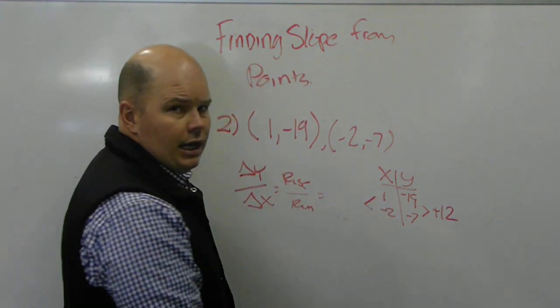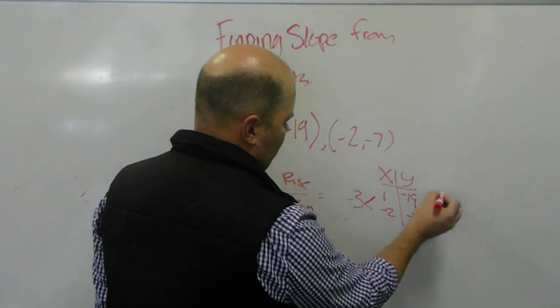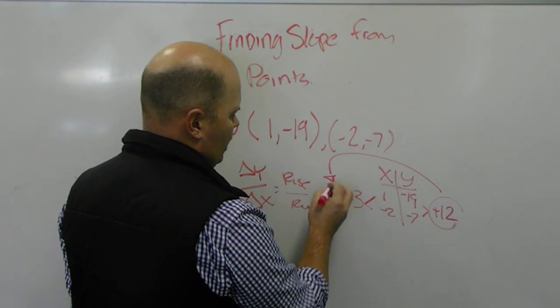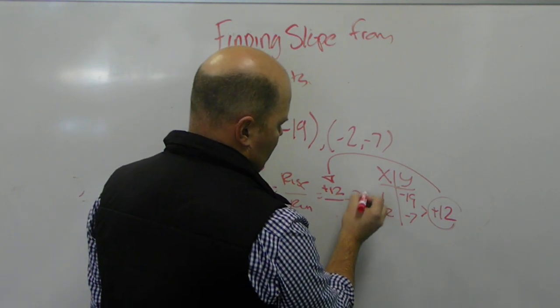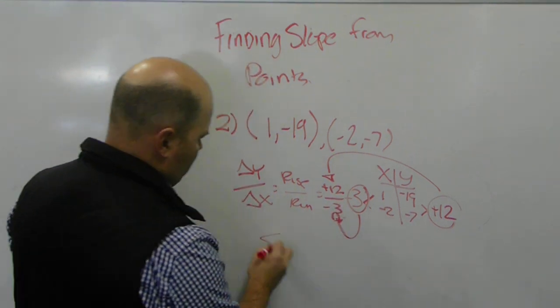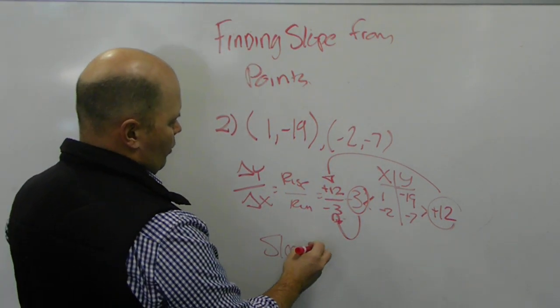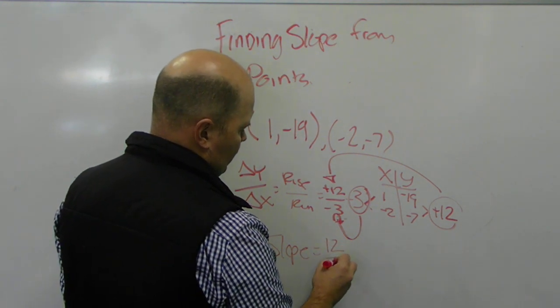And to get from 1 to negative 2, I'm subtracting 3. So my change in y, I'm going to place right on top here as plus 12. And my change in x, which is this negative 3, I'm going to throw right here. So my slope would be 12 over negative 3.